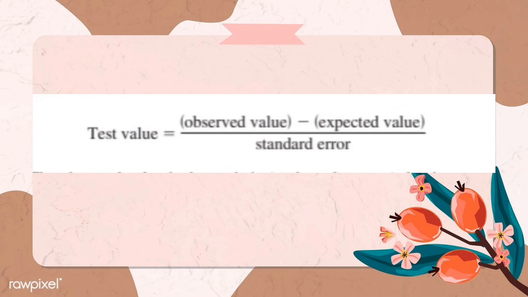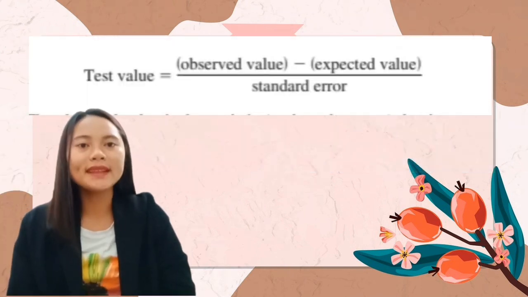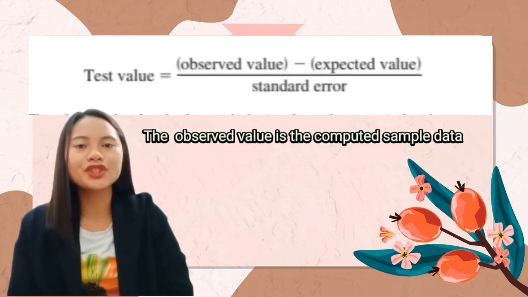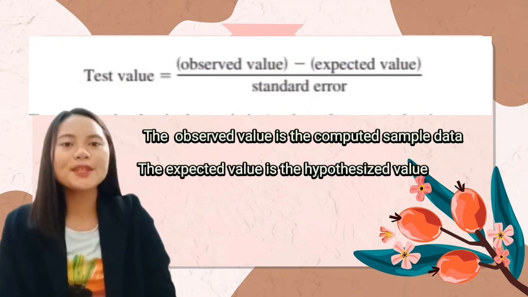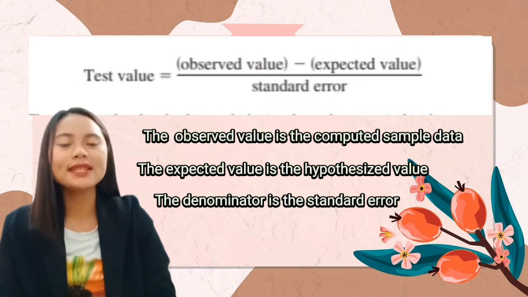Test value is equal to observed value minus expected value over standard error. Note that the observed value is the statistic, such as the mean, that is computed from the sample data. The expected value is the parameter, such as the mean, that you would expect to obtain if the null hypothesis were true. In other words, the hypothesized value. The denominator is the standard error of the statistic being tested. In this case, the standard error of the mean.